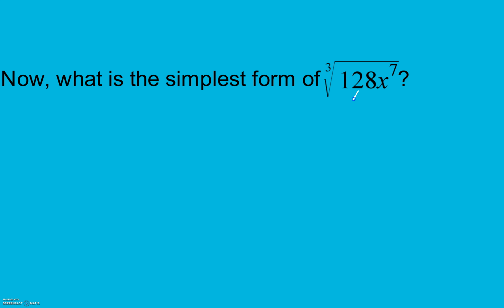Okay, so 128 is 64 times 2. If you recognize that 64 is a perfect cube, you can go right over here. The cube root of 64 is 4. My 2 is left, so that goes inside. As far as my x's go, if I take 7 divided by 3, I get 2, remainder 1, and so the 1 has to go inside.